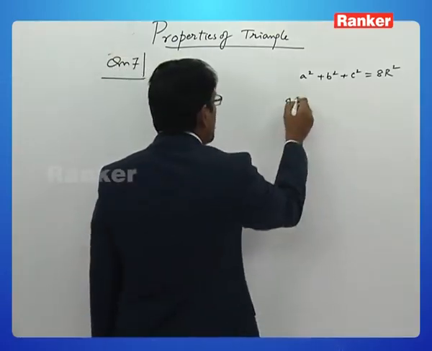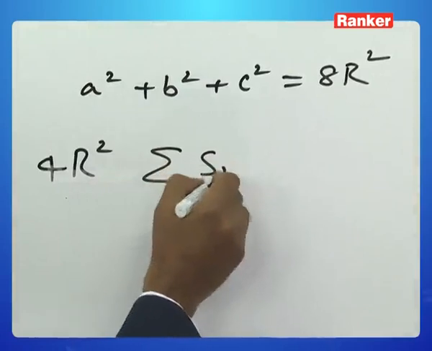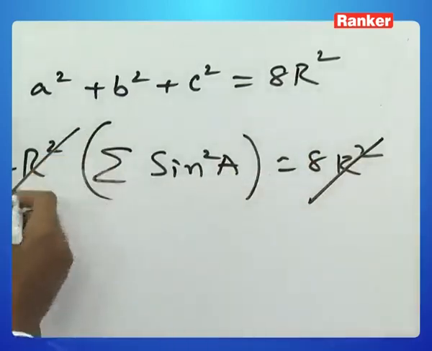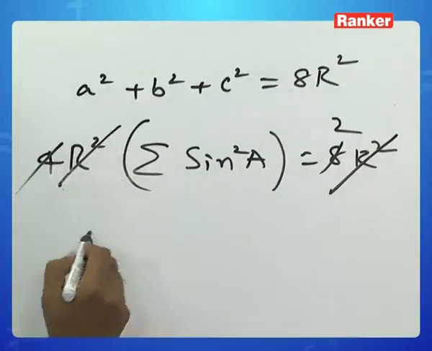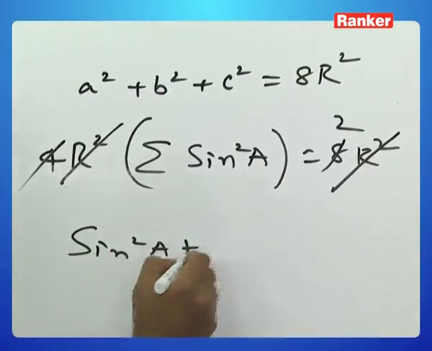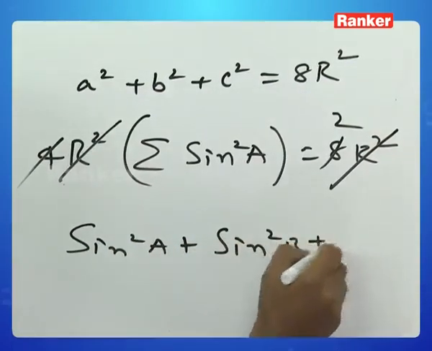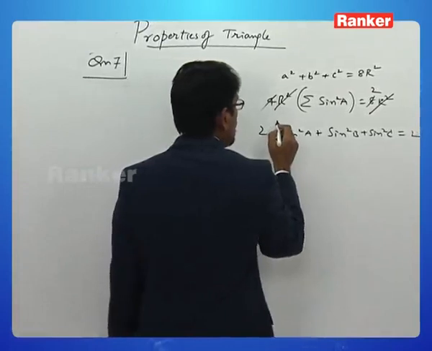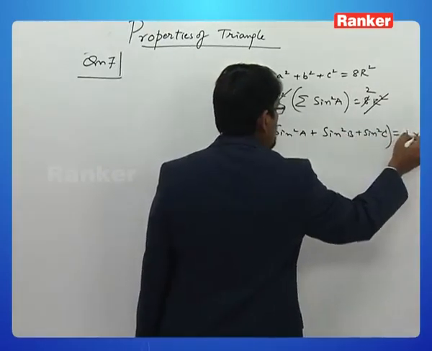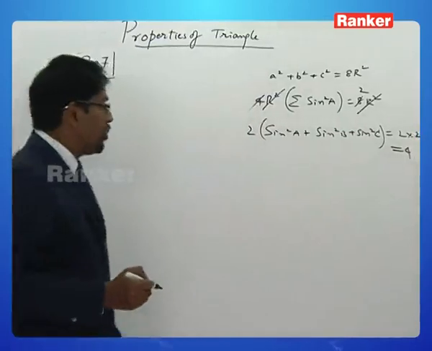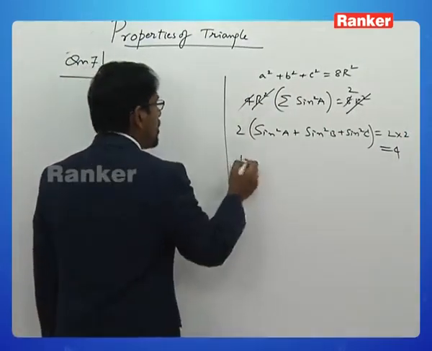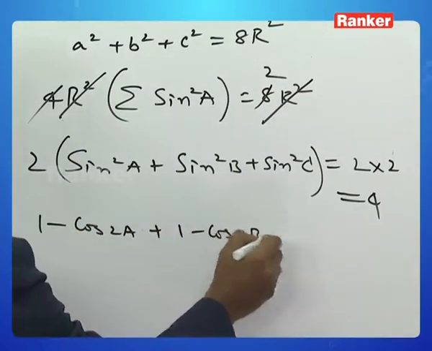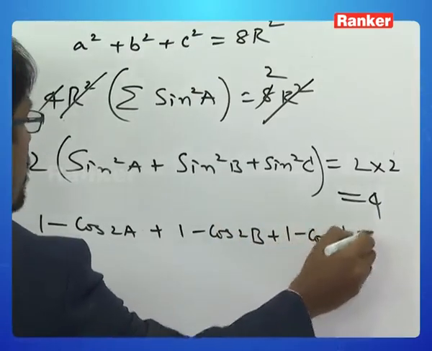Using the sine rule, we will have 4R square into sigma sine square A equal to 8R square. So this R square cancels and we will have a 2 here. So sine square A plus sine square B plus sine square C is equal to 2. We will take a 2 multiplied here. So 2 into sigma sine square A is 2 into 2, that is 4. But what is 2 sine square A? 1 minus cos 2A. So 1 minus cos 2A plus 1 minus cos 2B plus 1 minus cos 2C is equal to 4.